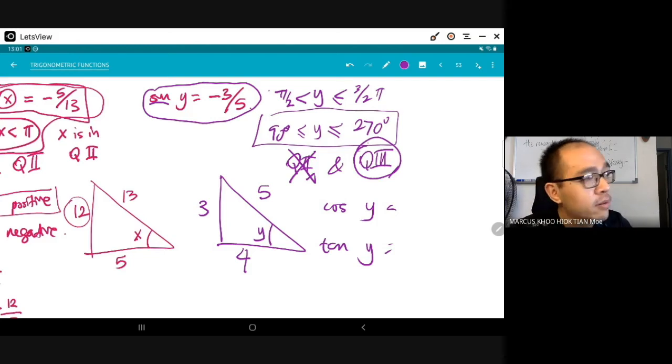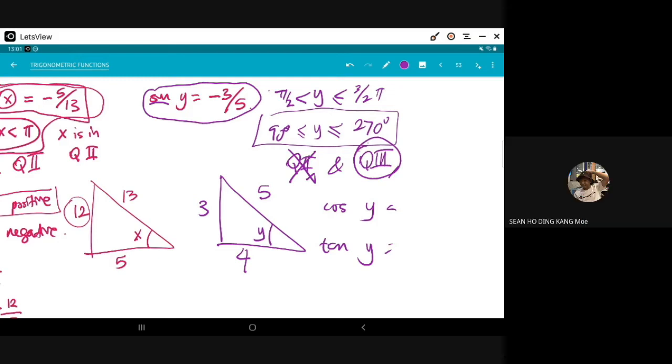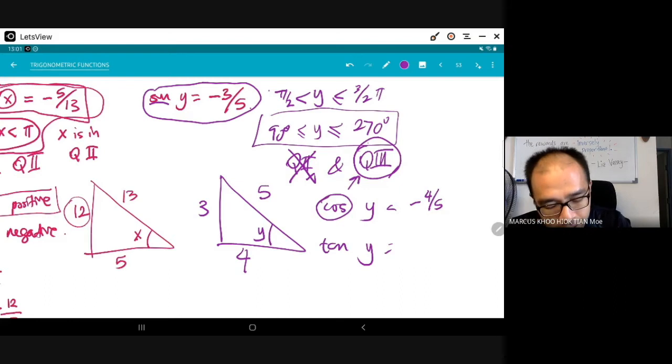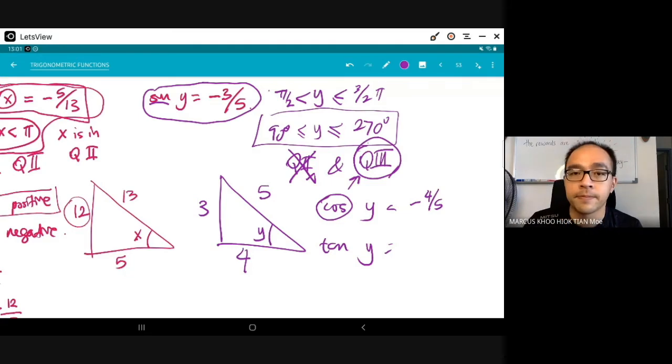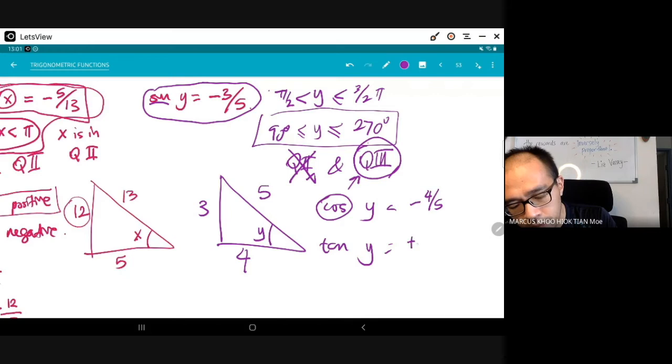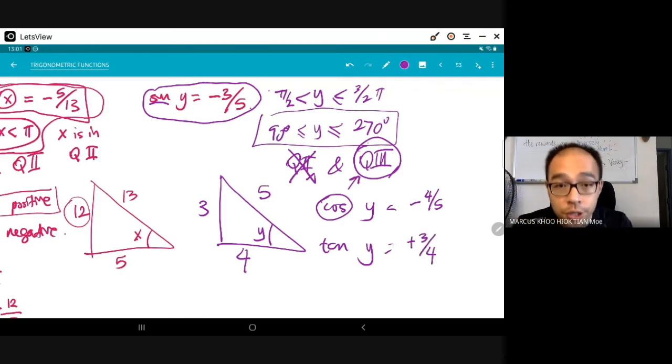Go ahead, tell me. Cos y is what? Tangent y is what? Cos y is negative 4 over 5. Why negative? Because cos in quadrant 3 is negative. How about tangent y? Positive 3 over 4, because in quadrant 3, tangent is positive.